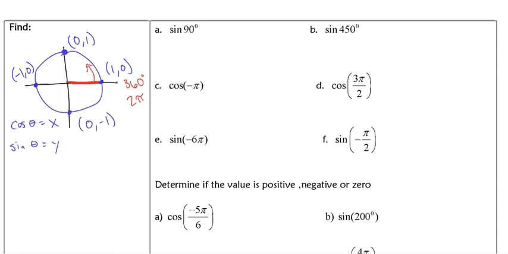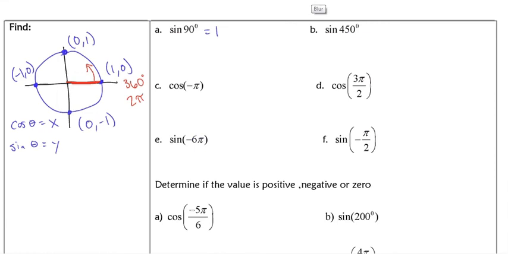So, sine of 90 degrees. Remember the full circle is 360. 90 is going to be 1/4 of that full circle, and that gets us right to our y-axis, to the point 0, 1. It asks for sine, so what is the y value at 90 degrees? Well, the y value is 1, so this equals 1.